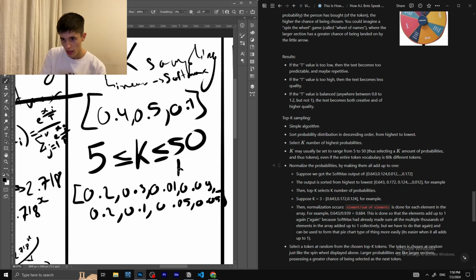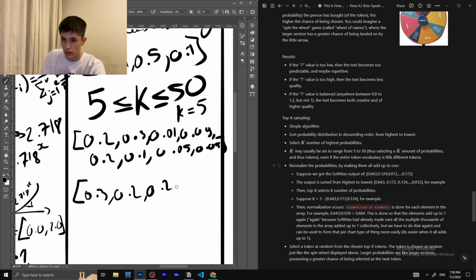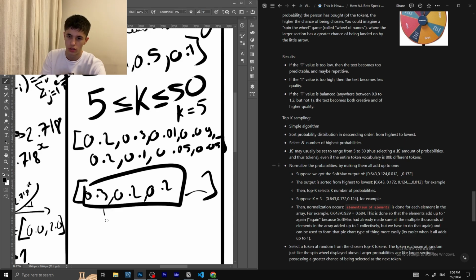Let's say we have a K that's of value 5, exactly 5. And it selects the top highest values. So first what we do is sort the probability distribution in descending order from highest to lowest. So we have 0.3 as highest, and then 0.2, 0.2, and so on, right? And then top K just looks at the first 5, right? Because now the first 5 are the highest probabilities, and it takes those and selects those ones.